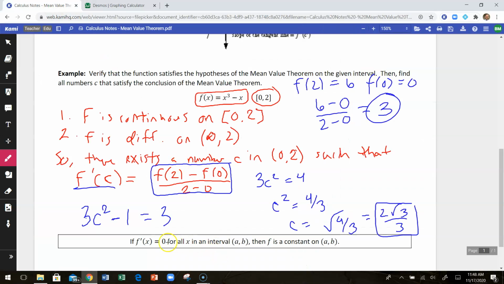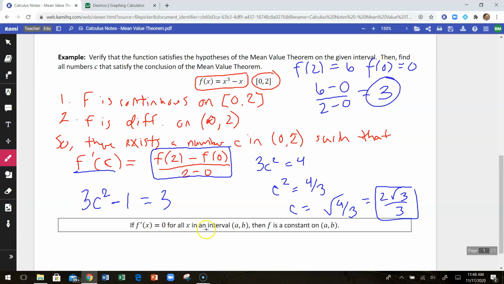A little caveat here at the bottom: if f prime of x equals 0 for all x in the interval a to b, then f is a constant on a to b. So, if the derivative is always 0, that means the slope of the tangent line at every point in the interval from a to b is horizontal. If the slopes are 0, the tangent line is always horizontal, then the original function had to be a constant over that interval from a to b.